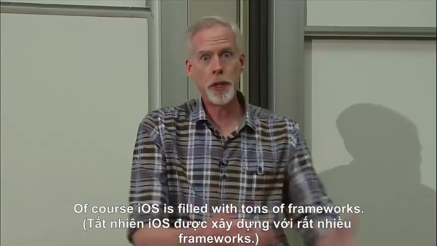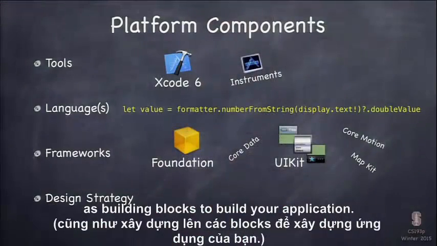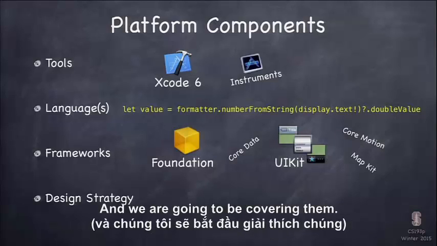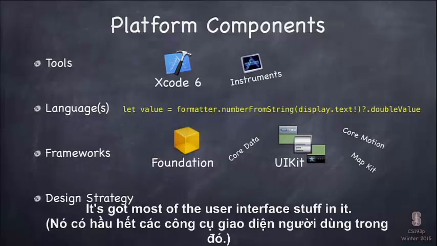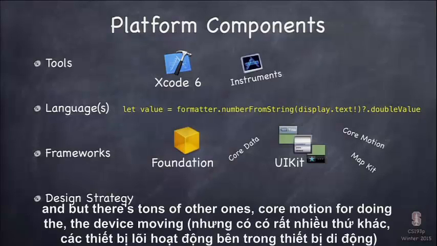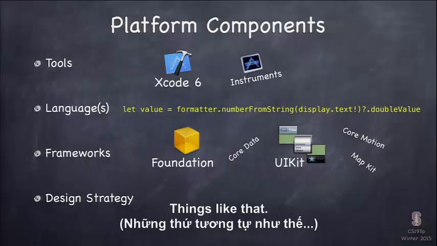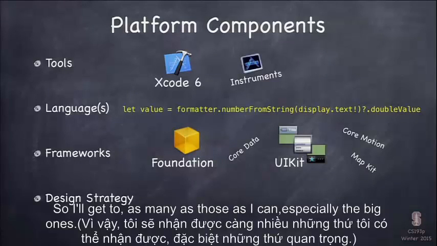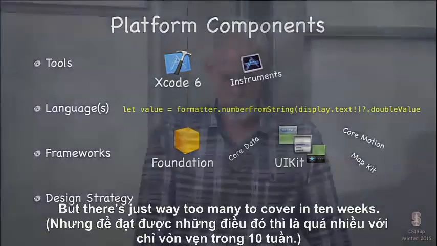All right. Of course, iOS is filled with tons of frameworks. Frameworks are libraries, basically, of objects that you use as building blocks to build your application, and we are going to be covering them. UIKit is the main one. It's got most of the user interface stuff in it. Foundation is that core services layer that I was talking about. But there's tons of other ones. Core Motion for doing the device moving around, gyro and accelerometer, Core Data for object-oriented database, things like that. So I'll get to as many of those as I can, especially the big ones, but there's just way too many to cover in 10 weeks.